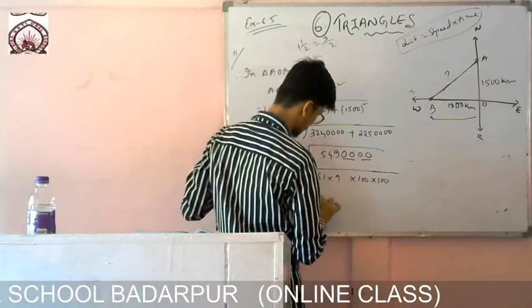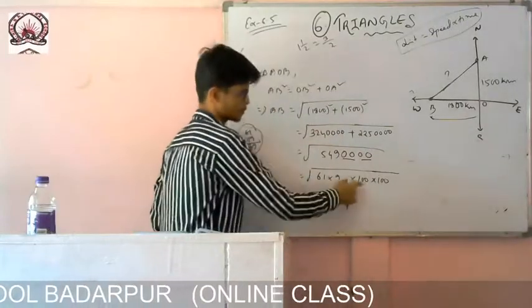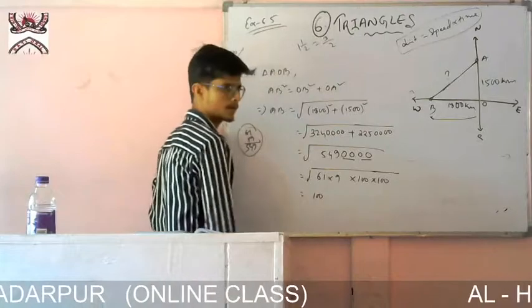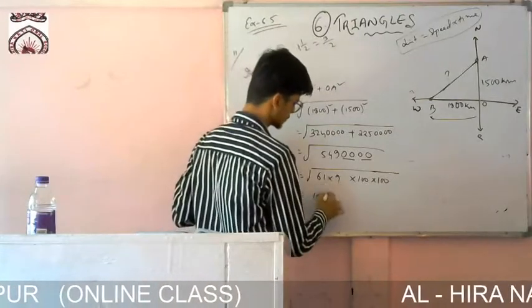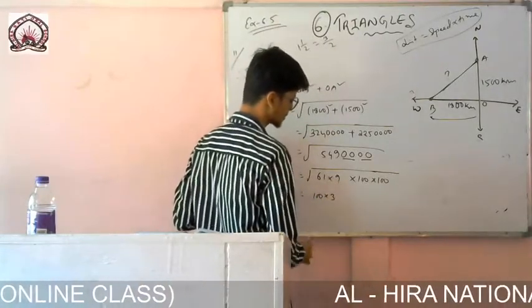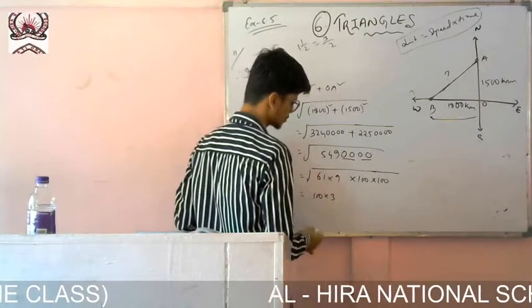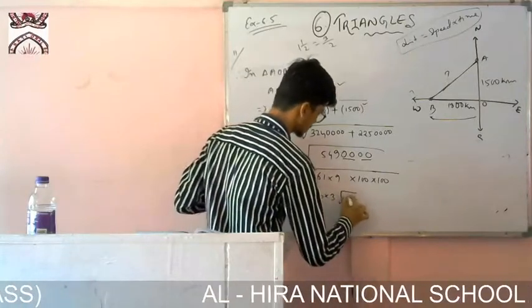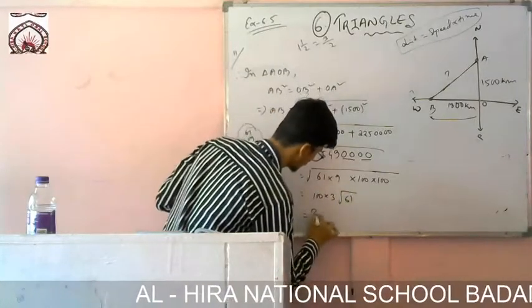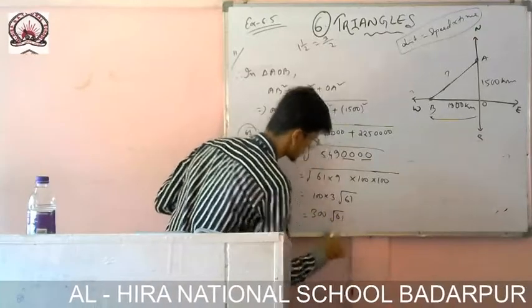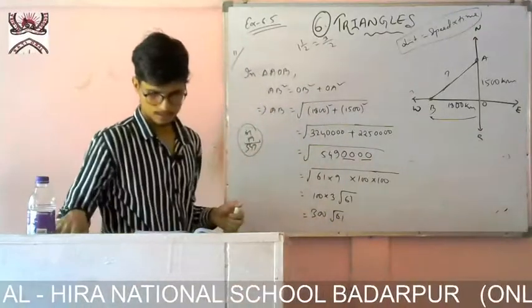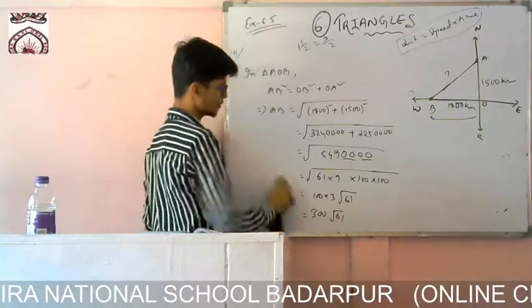So 100 will come out from the bracket. 2 times means 100 square. So 100 will come out, and for 9 it will come 3. 3 square is 9. Okay. So 3 will also come, and inside only 61 will be there. So the answer will be 300 root 61, and the unit will be kilometer.